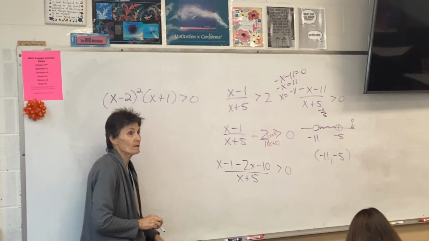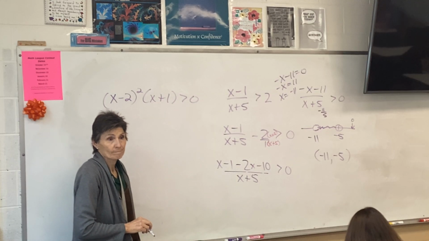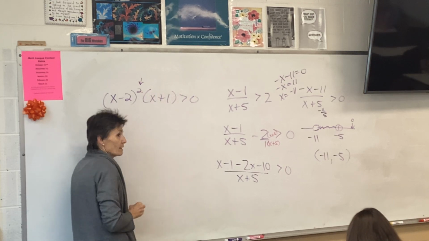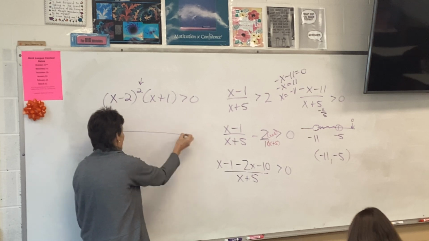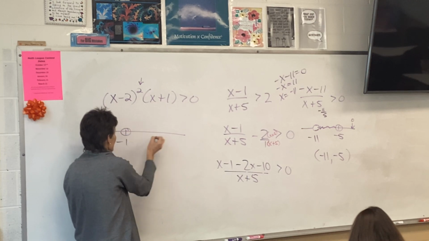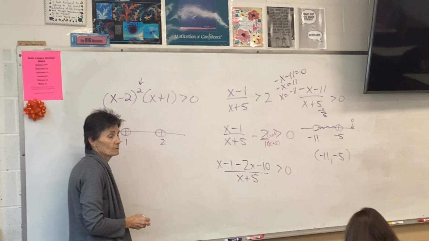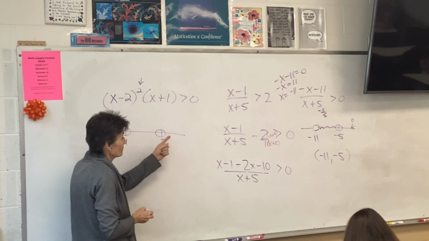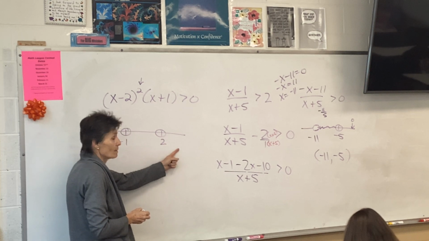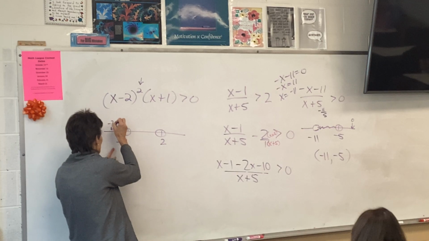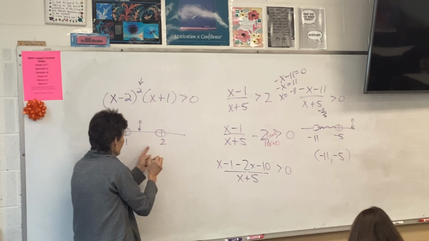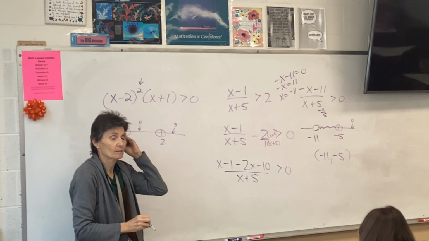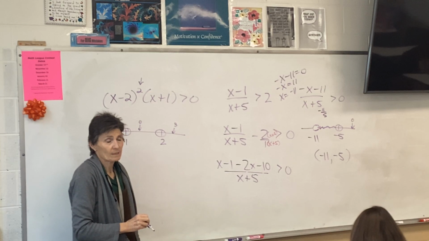Good news is this one's already factored. The bad news is that guy right there, right? So I'm going to run down my number line. I'm going to have a dot at -1 and a dot at 2. That's easy. But now I'm going to have to try 3 numbers. So maybe -2, maybe 0, and maybe 3. I have to pick a number in every section, because I don't know what's going to be shaded.